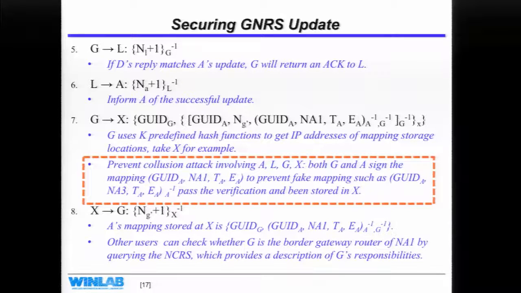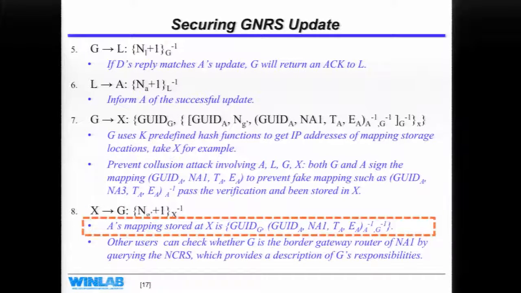So to prevent that type of attack, we require the border gateway router G to also sign this mapping. Therefore, the final mapping stored as X is this one. So this mapping actually carries two signatures. The first one is from mapping owner A. The second one is from the border gateway router.